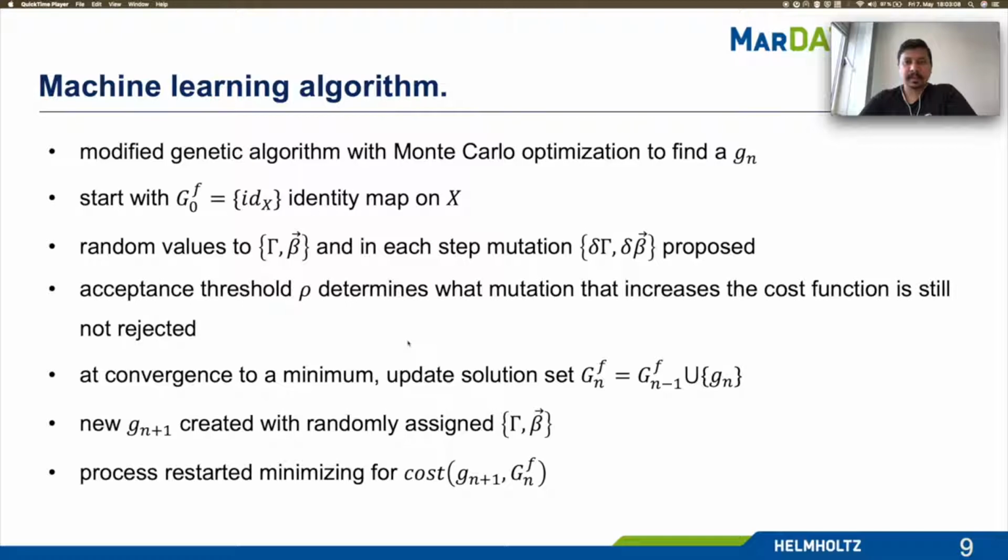On converging to a minima, we add the newly identified small case gn to the solution set capital Gn. We create a new small case gn plus 1 and randomly assign gamma and beta values and restart the entire process to identify the new metamorphic relation denoted by small case gn plus 1, minimizing for this cost function.